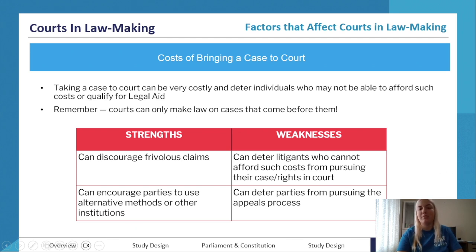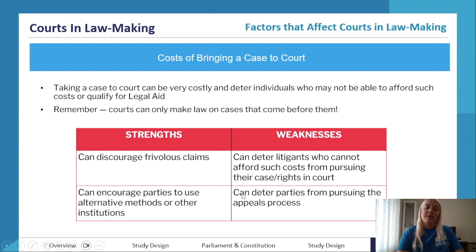by using alternative methods. Now the weaknesses: litigants, so people who want to pursue their case or rights in court, may not be able to afford costs, even though they have standing and they're affected directly by a matter and their rights have actually been breached. They still might not be able to afford it.